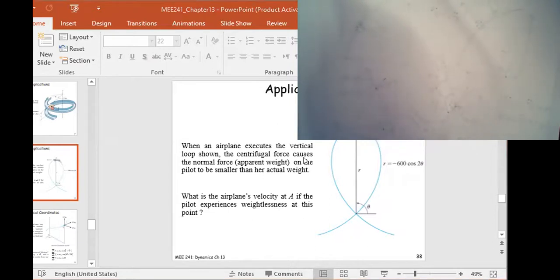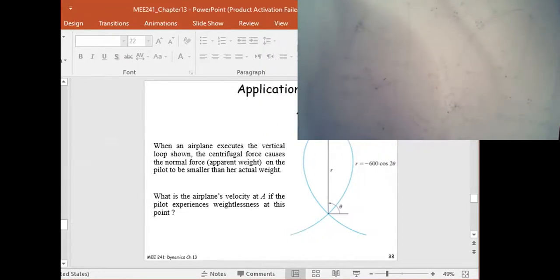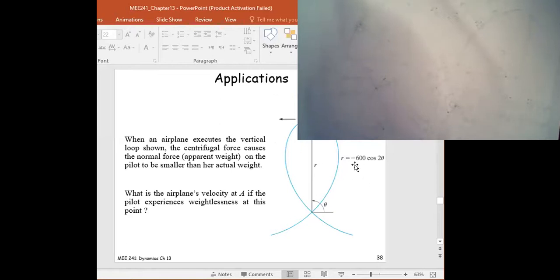Let me quickly do this example of this plane executing this loop. If I have a pilot executing this loop, and I know the position of the pilot as a function of theta, how can I find, for example, the reaction between the pilot and the seat? The pilot is now sitting upside down. How can you find that?